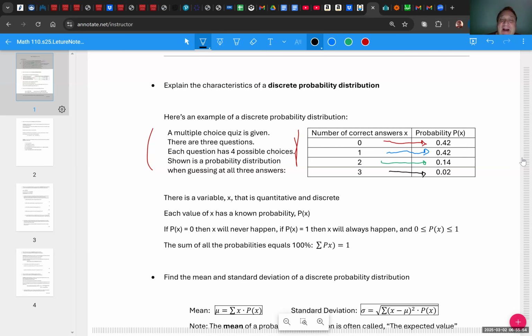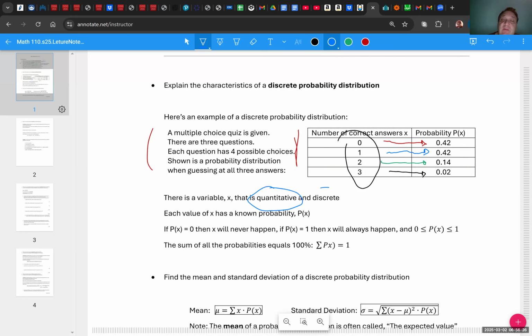Okay, so it has to be a variable X. The variable in this case is the number of correct answers. So the number of correct answers could be 0 or 1 or 2 or 3. When we have a thing that we're measuring, which is the number of correct answers, math people call this a variable. They like to use a letter to represent the variable, and they're very boring. They like to use the letter X predominantly to represent the thing we're measuring, which in this case is the number of correct answers. That variable X has to be quantitative, which means it has to use numbers.